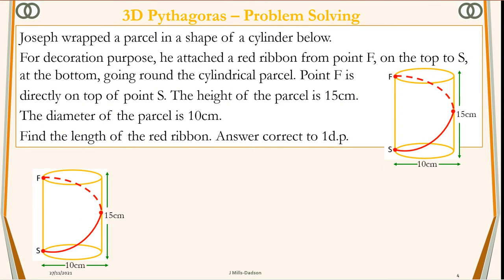Right, pause it and read this question to understand before we continue. Joseph wrapped a parcel in the shape of a cylinder below. For decoration purposes, he attached a ribbon from point F on the top to S directly at the bottom, going around the cylindrical parcel. So the ribbon is going round. Point F is directly on top of point S. Okay. The height of the parcel is 15 cm. Diameter of the parcel is 10 cm. Find the length of the ribbon.